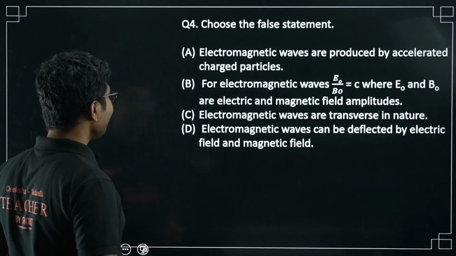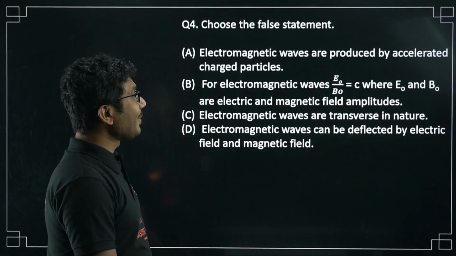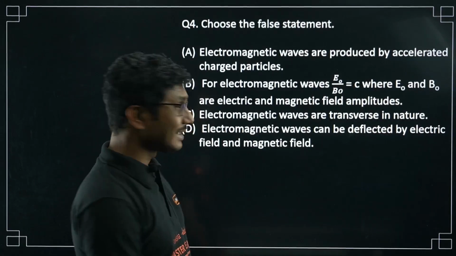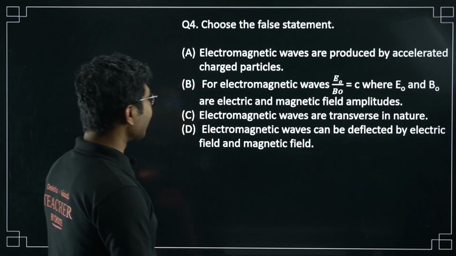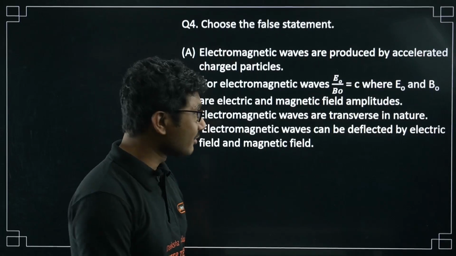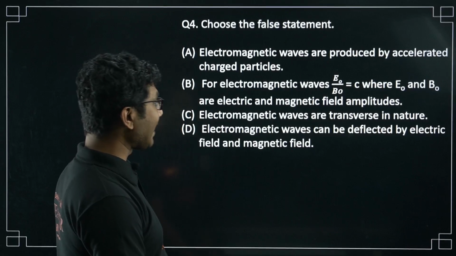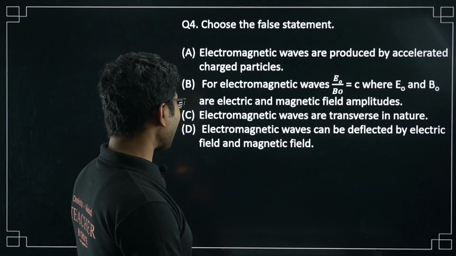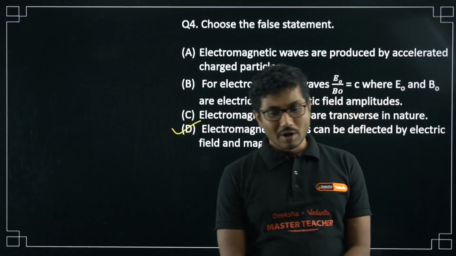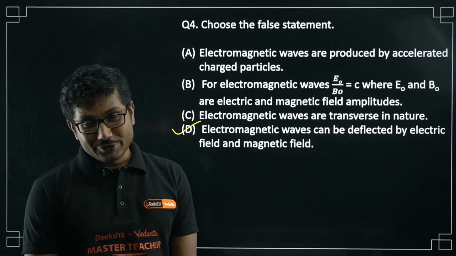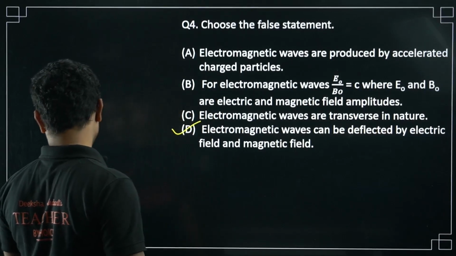Now choose the false statement. Very interesting, we have to choose the false statement. Electromagnetic waves are produced by accelerated charged particles: correct statement. For electromagnetic waves, E naught by B naught is C, where E naught and B naught are electric and magnetic field amplitudes: yes, that is also correct. Electromagnetic waves are transverse in nature: that is also correct. Electromagnetic waves can be deflected by electric field and magnetic field: which is not correct. Electric field and magnetic field cannot deflect electromagnetic waves, even though electric and magnetic fields are producing the electromagnetic wave, they cannot directly deflect it. They will pass through.